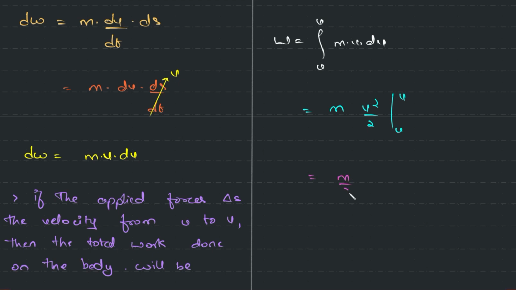So I'll take half out, and this is v square minus u square. Okay, don't get confused with this v and this v and all of that. They're variables and these are values. So I can even call it x to y also, doesn't matter. But if I expand this, I'll get half mv square minus half mu square. This is nothing but kinetic energy final minus kinetic energy initial.